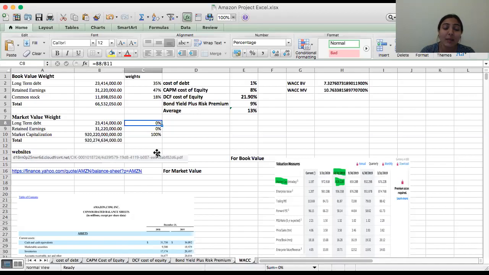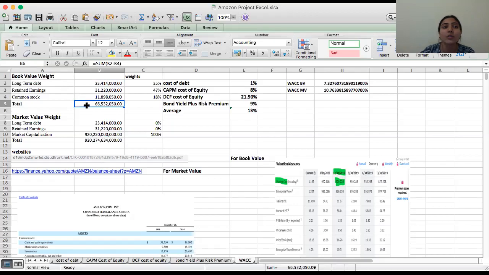So for the debt amount, I've used long-term debt as guided by my instructor, and for the equity, I've used retained earnings and common stock for my book value weight. These are the three amounts which I got directly from my balance sheet, Amazon's balance sheet of 2019. So these are all the numbers. I did a total of all the three in order to find the weights of each particular thing.